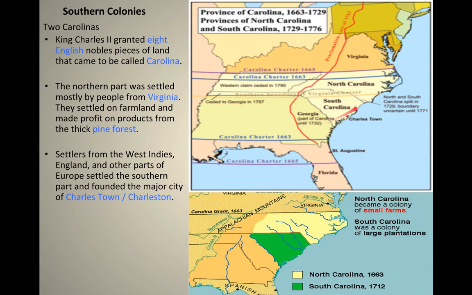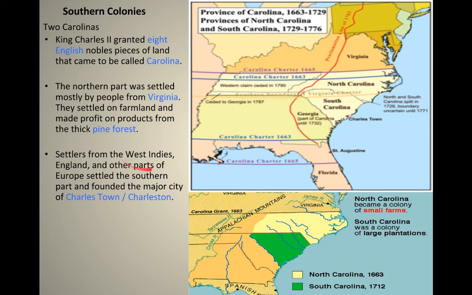Whereas in South Carolina, different people settled. It was people from the West Indies, England, and other parts of Europe. And they settled in the southern part and founded this city of Charleston, or Charlestown. So right here you can see Charlestown. They named it after the king. It was King Charles II. They named it after the king, and it eventually ended up being changed to Charleston. So Charleston is the city in South Carolina now, the large city in South Carolina now, but it started out as Charlestown and then turned into Charleston.